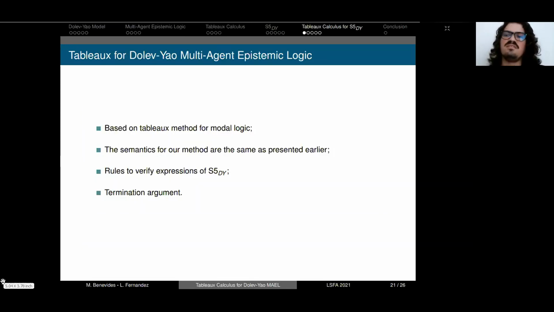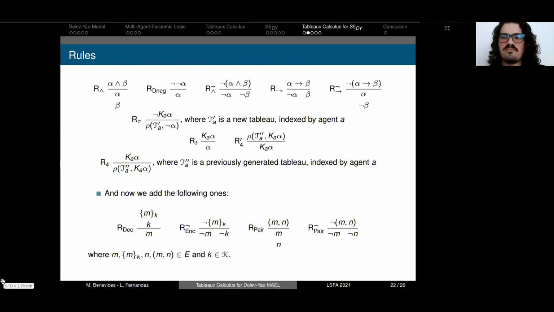Now I will present the Tableau Calculus we designed for the S5DY. The semantics are the same as we saw earlier, and we just add some rules to verify the expressions of S5DY. We also provided a termination argument based on Massachusetts approach as well, but because of the time, we will not see here in more details.